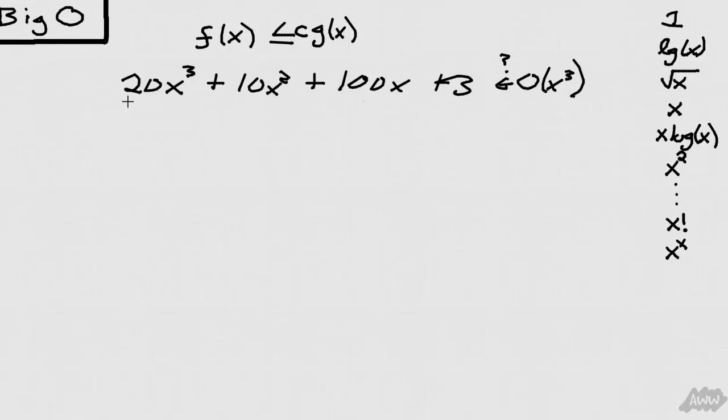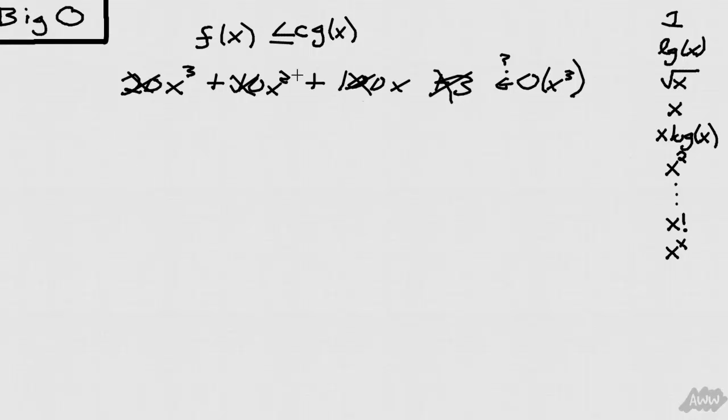So let's dive in. We want to know if this expression, that's 20x cubed plus 10x squared plus 100x plus 3, is that an element of BigO x cubed? So this is asymptotic notation. The first thing we do is we ignore all the constants. So we'll get rid of 20, 10, 100, and 3. And we're left with x cubed plus x squared plus x. Secondly, since we're adding these, we can get rid of all of the lower expressions. So we only care about the highest one.